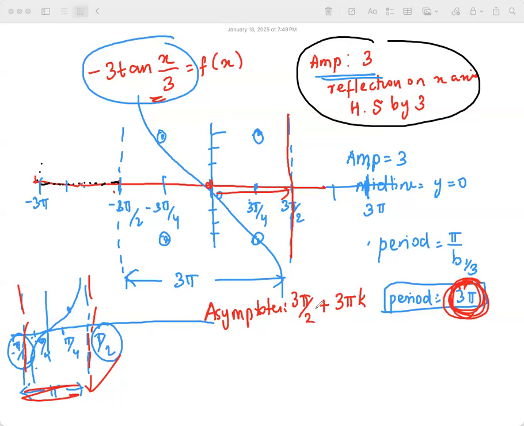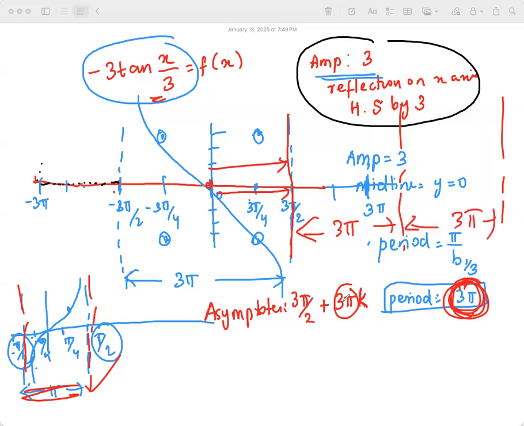The first asymptote was at 3 pi by 2. But how will you write all the occurrences of the asymptote? So 3 pi by 2, and then the asymptote repeats for every period. For every period, the same asymptote repeats. So plus 3 pi, but an integer multiple, it can be 1, 2, 3. So for every integer multiple, there is always an asymptote. So this period is always 3 pi. How will you write that into an equation? The first asymptote plus the period times k. Am I making sense? Naisha, am I making sense?